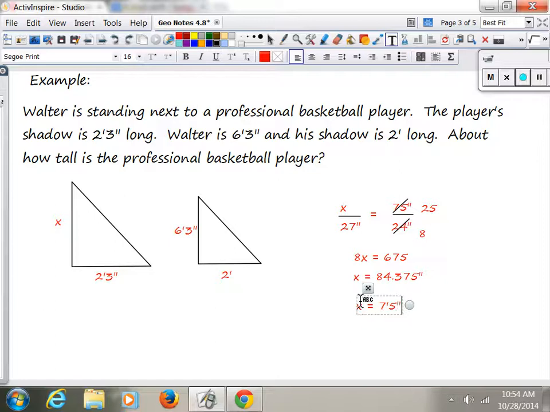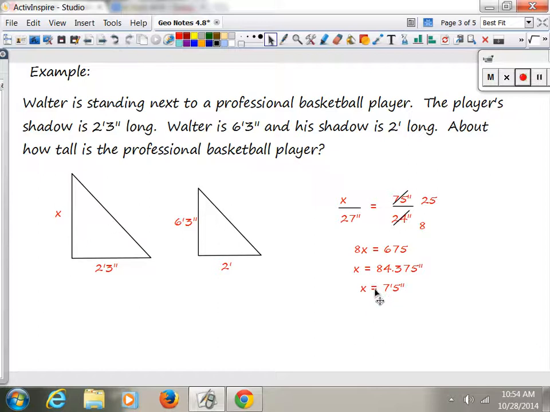Not really. 7 feet 5 inches would be a little bit tall. Never been anywhere. No, there's been, well, take that back. Manute Bol, I think, was that tall. I think he was 7'5" or 7'6". Welcome.